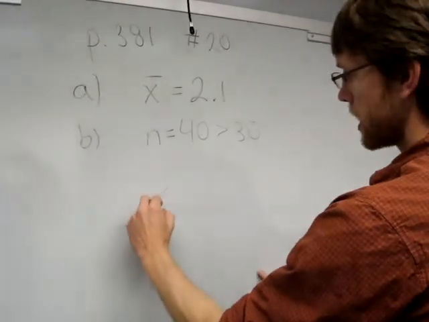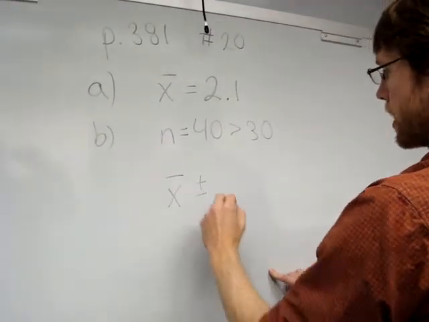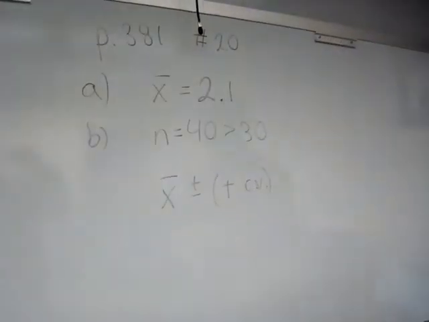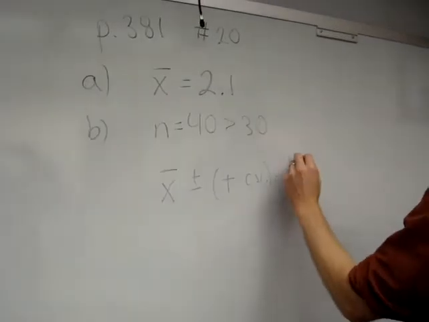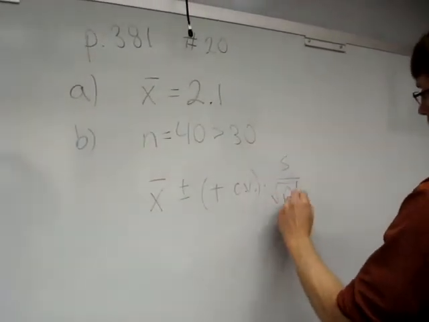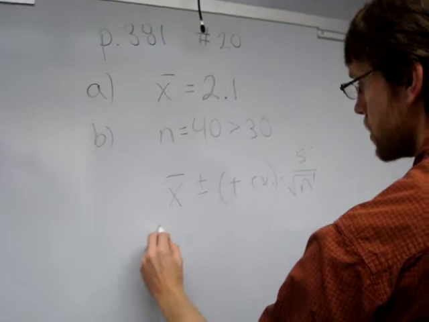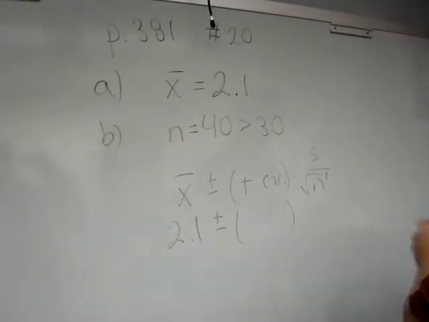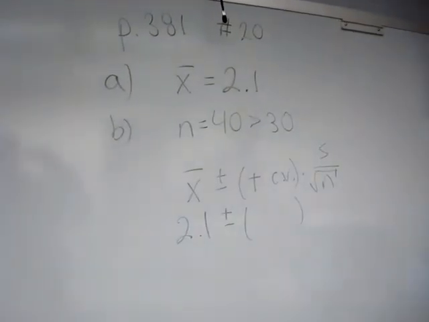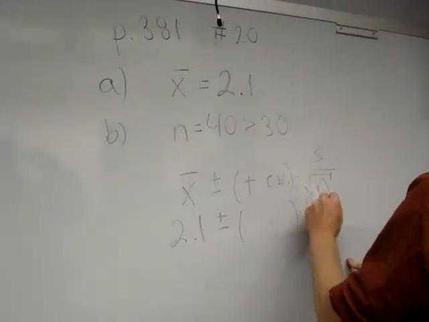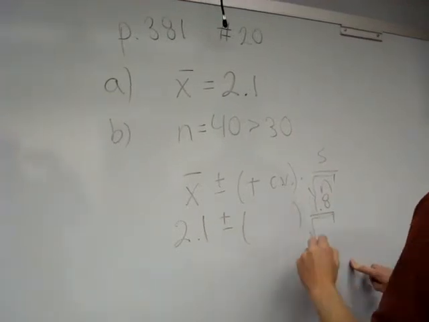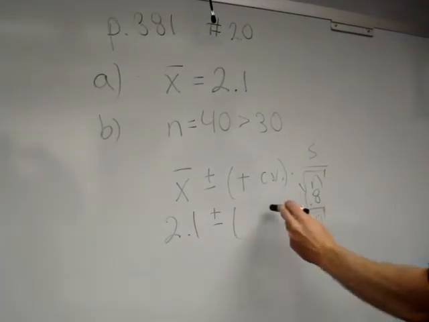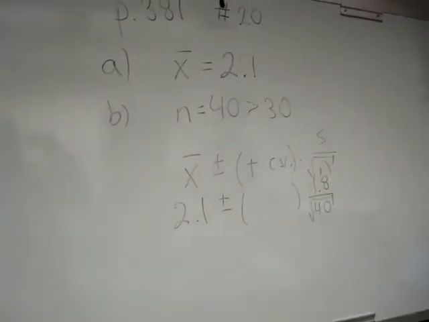So we're allowed to use this particular type of confidence interval, x bar plus or minus a t critical value, because sigma is not known, times s over the square root of n. So x bar was 2.1 plus or minus, we'll use the table to get the t critical value. s was 4.8, and n was 40. So all we have to do now is figure out what that critical value is.